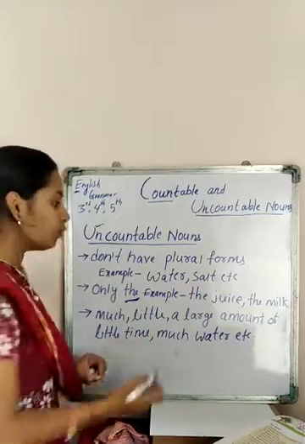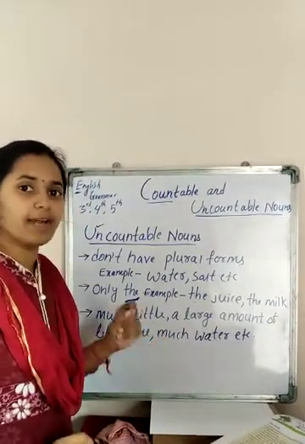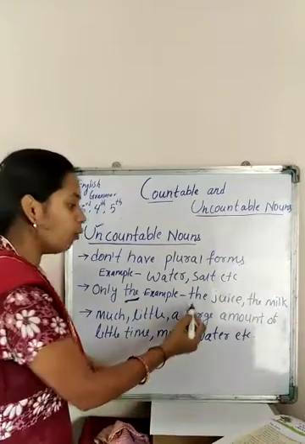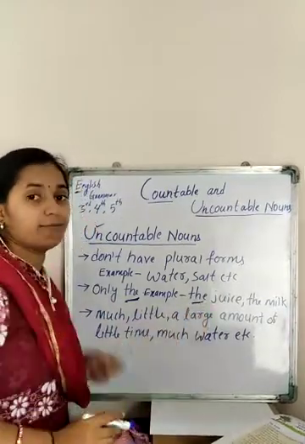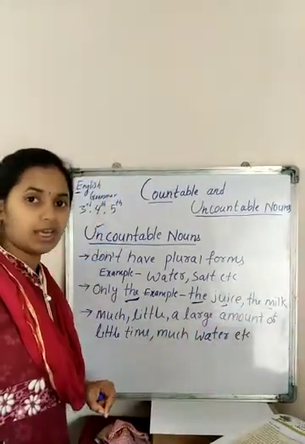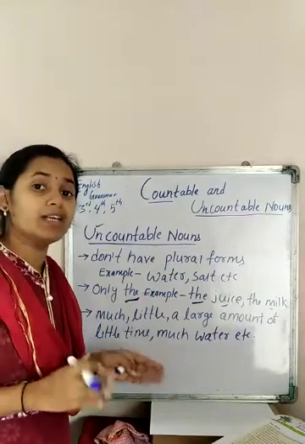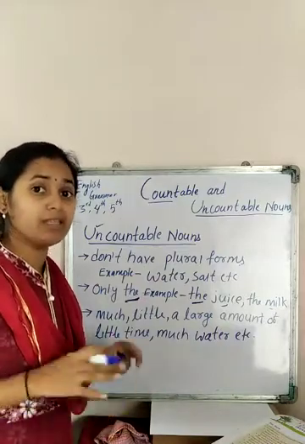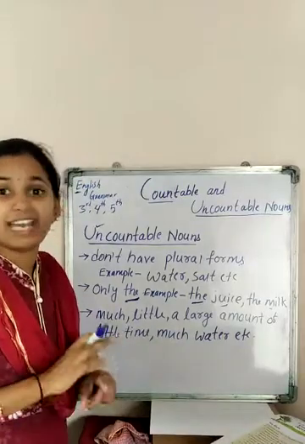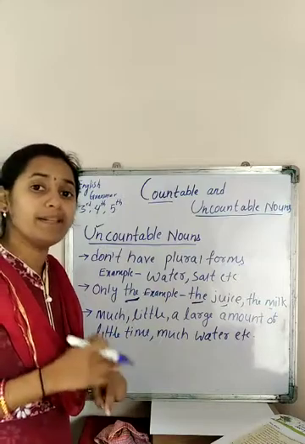Some examples are what here? The juice. Can we say a juice? No, right? Can we say a milk? No, right? So similarly, only the is used for your uncountable nouns like juice, milk. So we can say only the is used in front of your uncountable nouns. Examples are the juice, the milk, the water, etc. We cannot use a and an in front of your uncountable nouns.